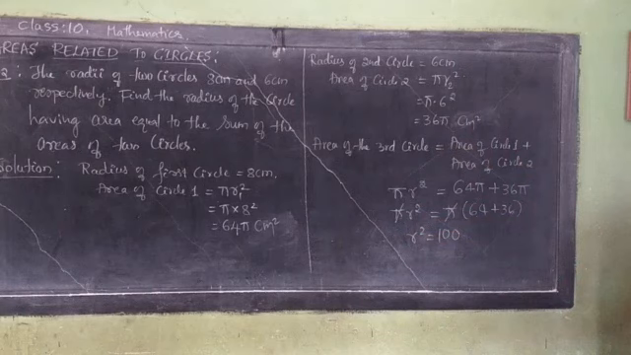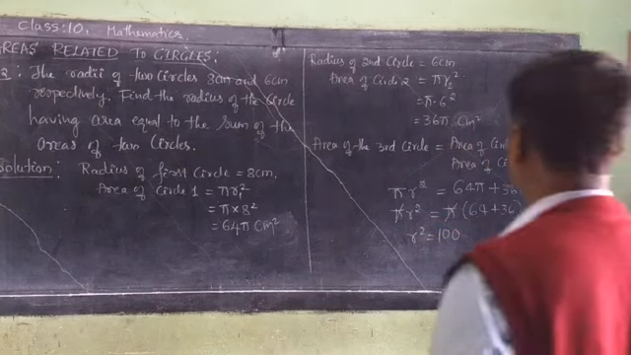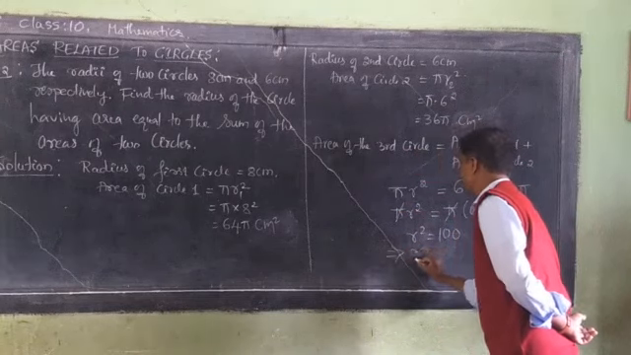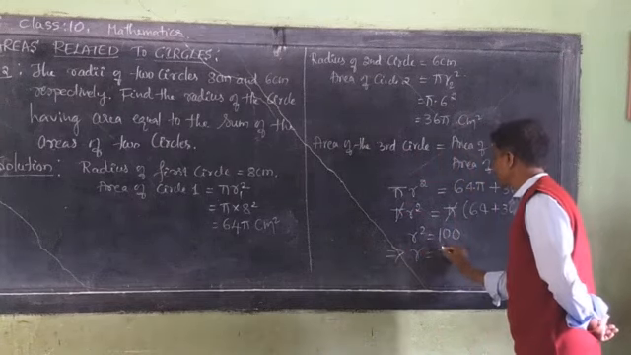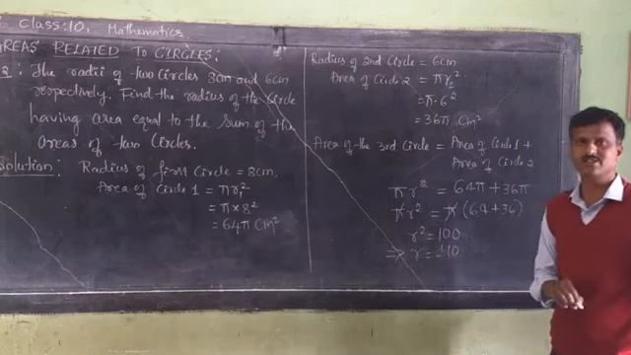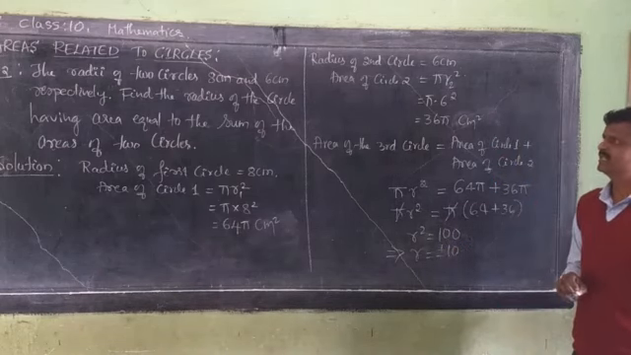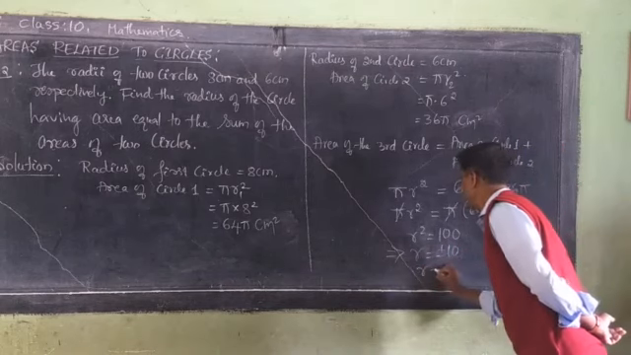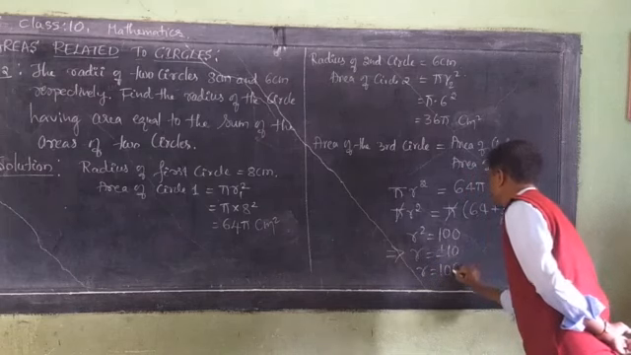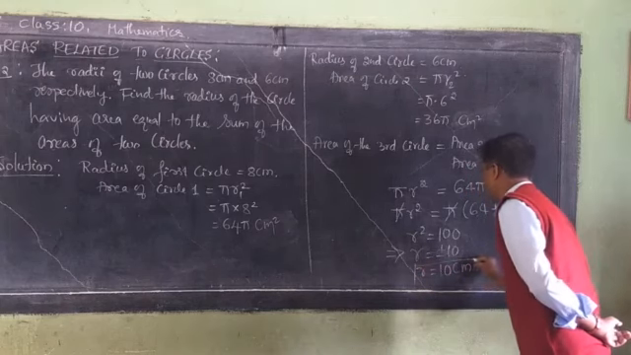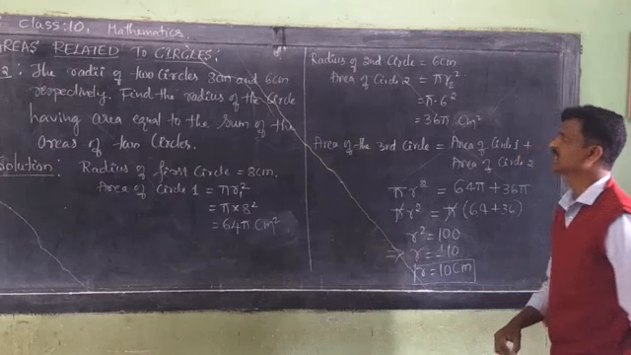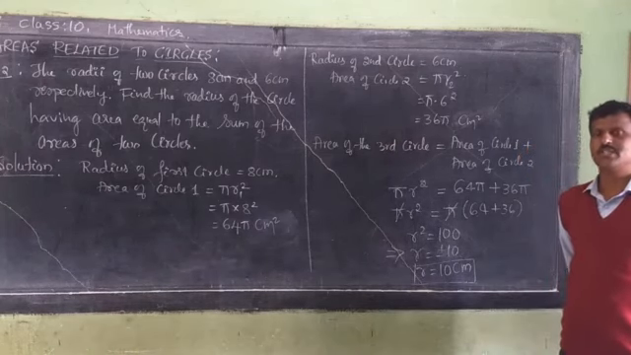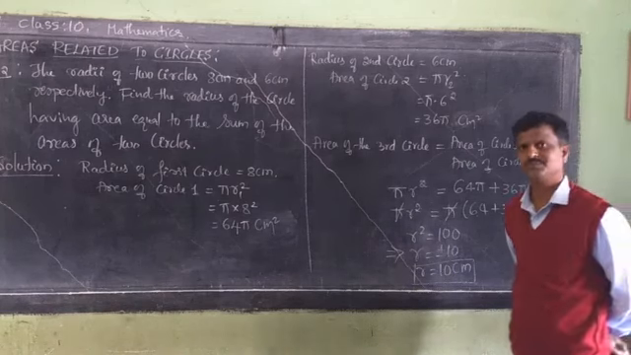R square means 100. That implies r is equal to plus or minus 10. But here the radius is always positive. Therefore, r is equal to 10 centimeter. The radius of the third circle is 10 centimeter. Thank you for watching this video. We will continue in the next class.